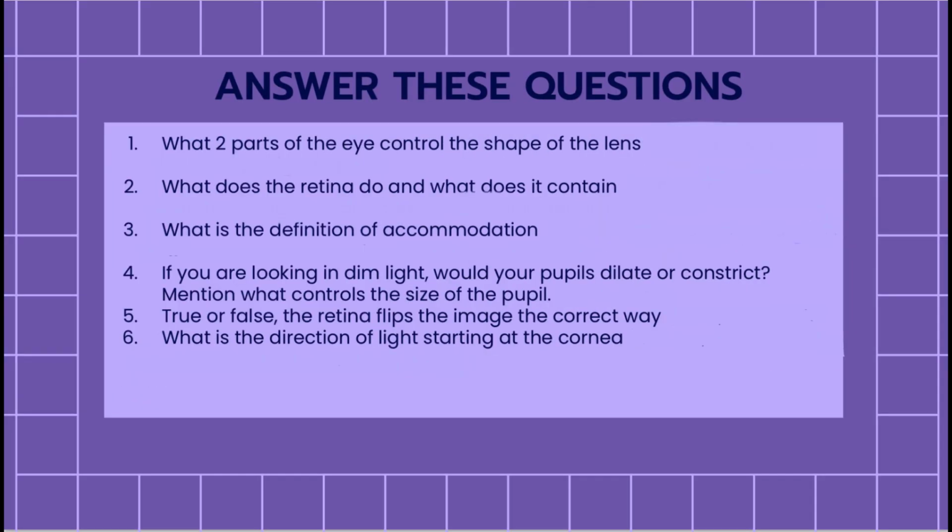Okay, let's quiz your knowledge. What two parts of the eye control the shape of the lens? Ciliary muscle and suspensory ligament. Great job. What does the retina do and what does it contain? Light sensitive layer with rods for night vision and cones for colours and details. Fantastic. What is the definition for accommodation? Lens changing shape to adjust for near and far objects when focusing light.